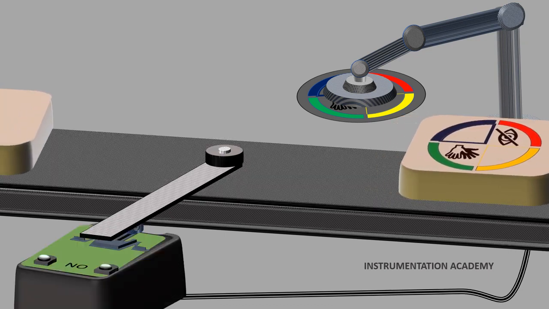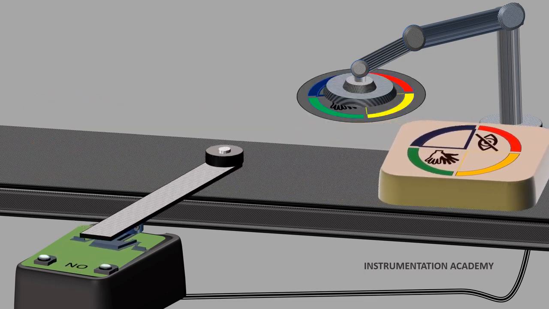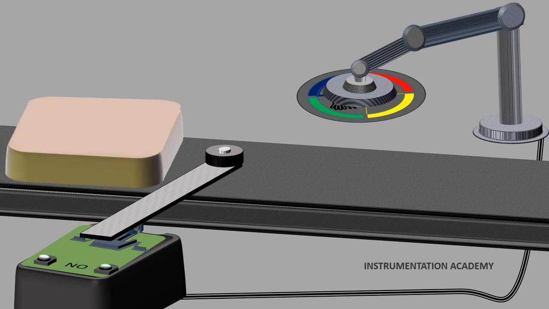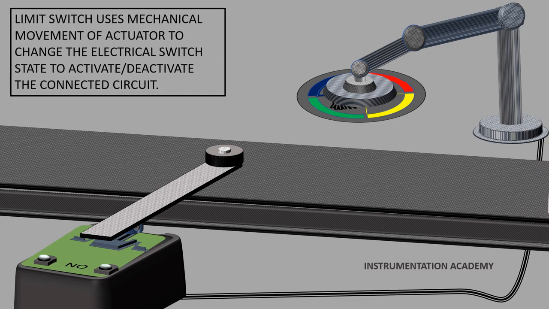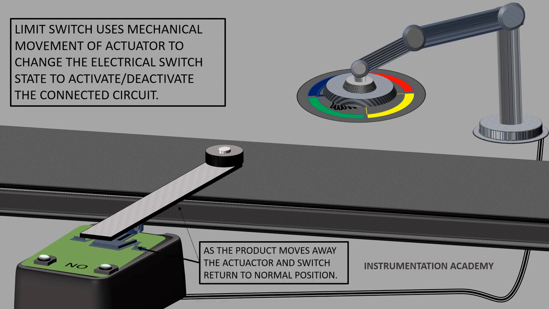When the product comes in physical contact with the actuator of the limit switch, the actuator's movement causes the electrical contacts within the switch to close the electrical connection. The limit switch uses this mechanical movement of the actuator to change the electrical switch state to activate the stamping assembly. The stamping assembly presses the stamp onto the product. As the product moves after stamping, the actuator and switch state move back to the normal position.